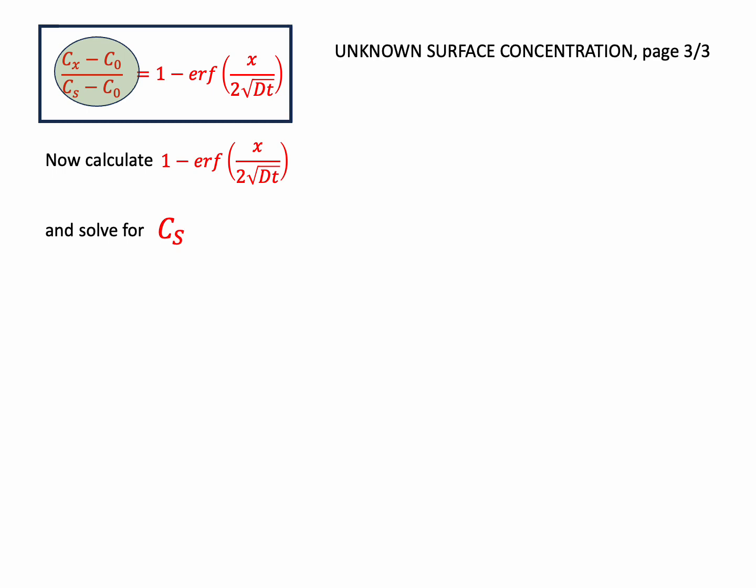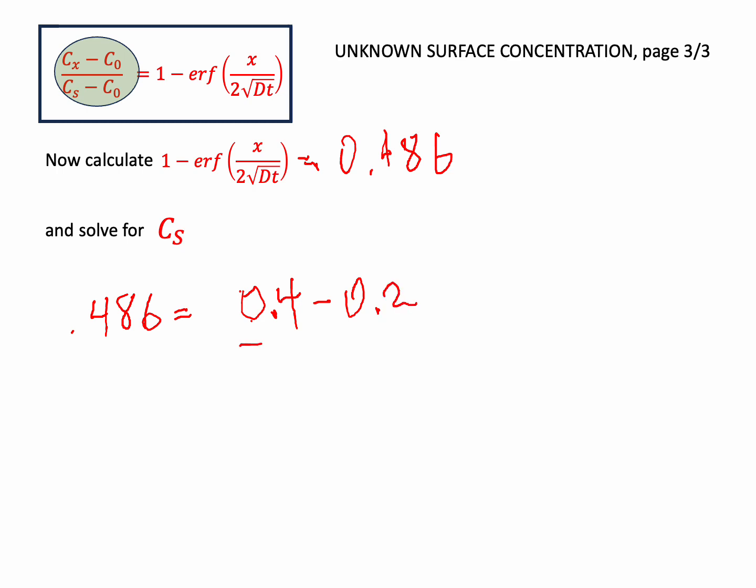So we've got this is equal to 0.486. So 0.486 is equal to c sub x, 0.4, minus c0, 0.2, divided by my unknown cs minus 0.2.